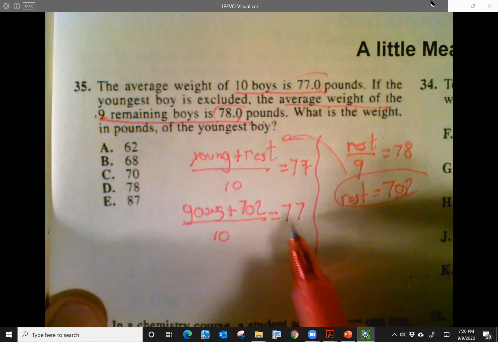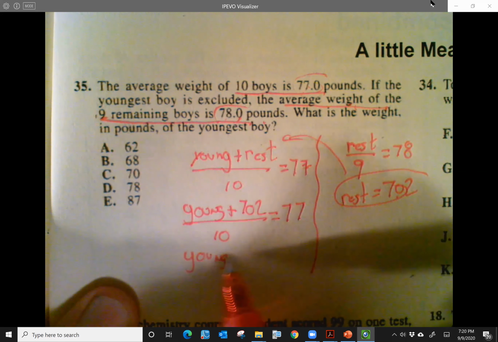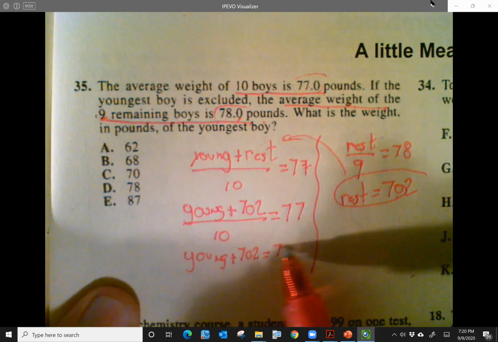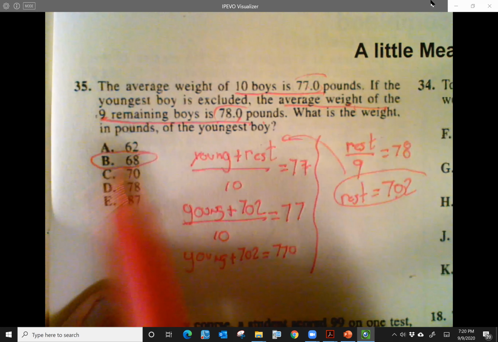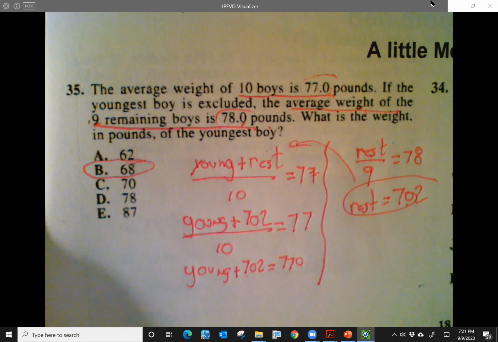Well, we'll multiply both sides by 10, and we've got the youngest plus 702 equals 770. Subtract 702 from both sides, and we get an answer of 68. So this one's a little meaner. It's an average question, right? It's a mean question. But man, there's a couple steps to this, right? Now, I've got 4 ones like this. Let's look at some others, okay?